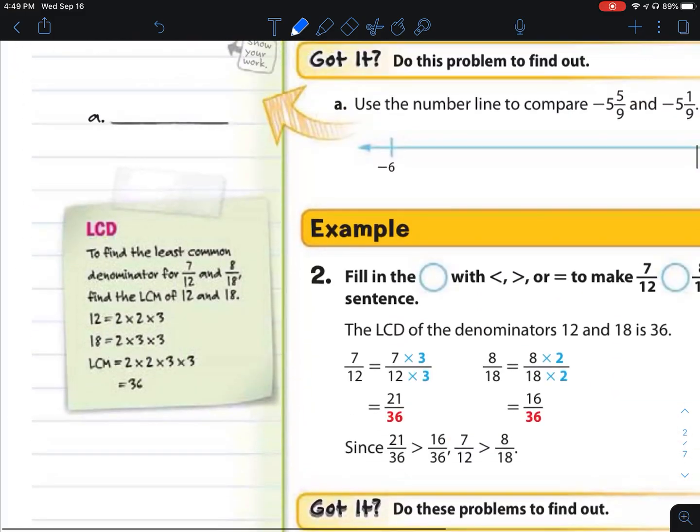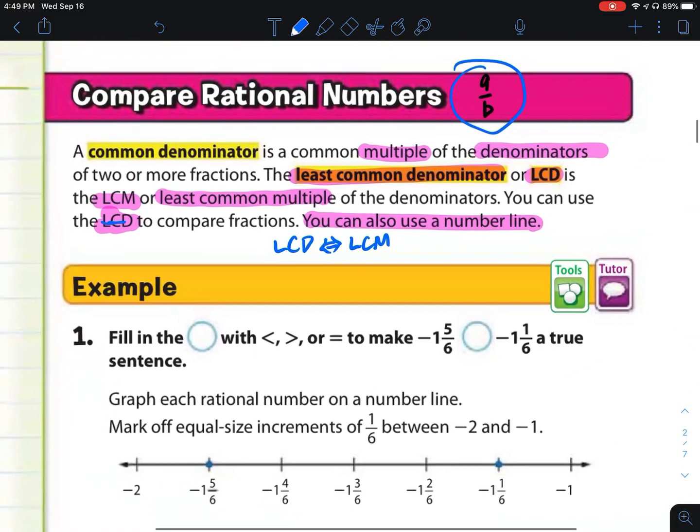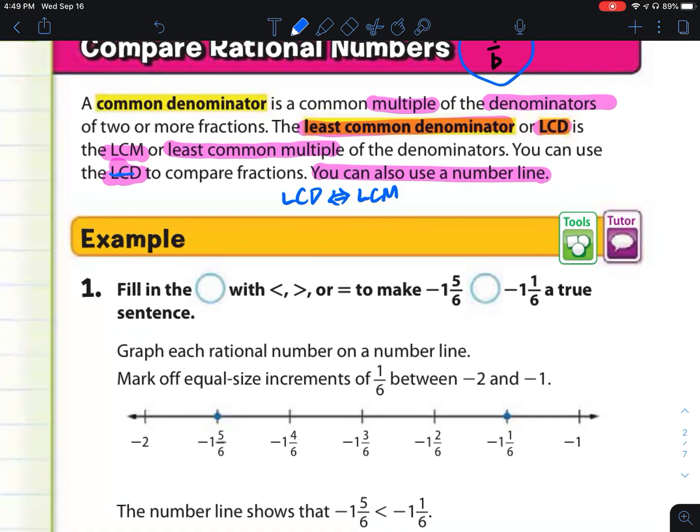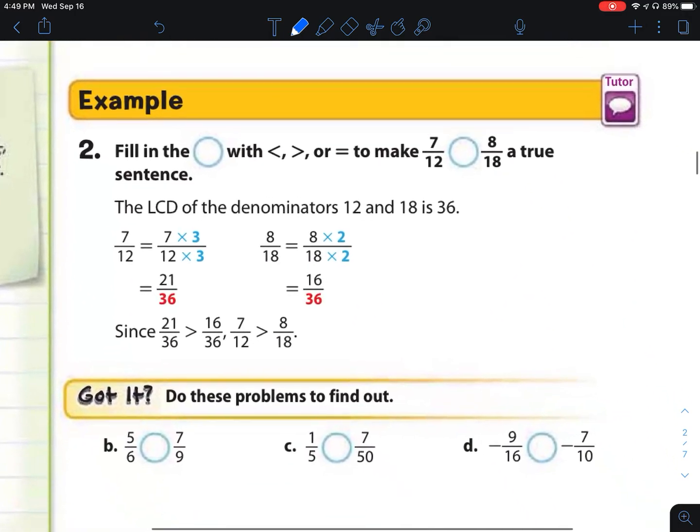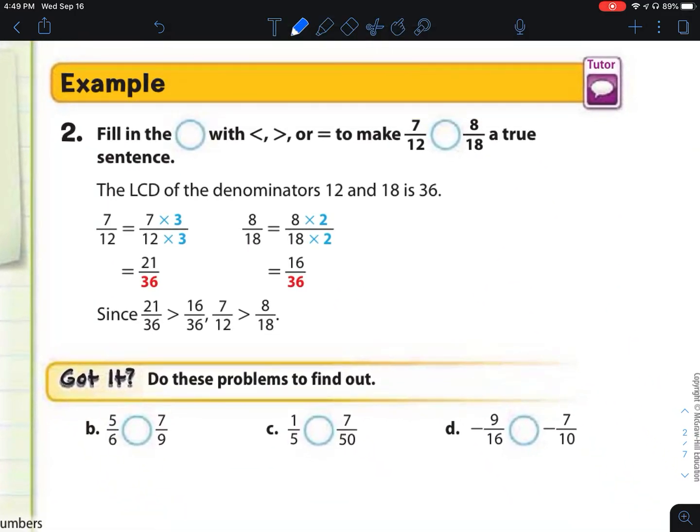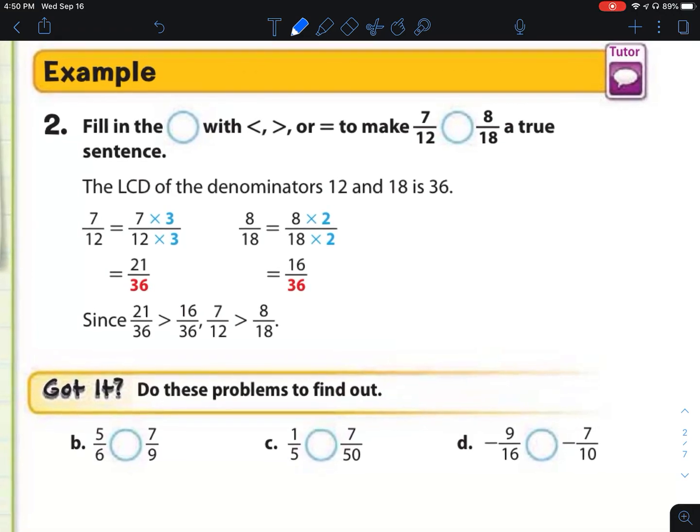Okay, let's go back here then. So we know how that's done. And the example for least common multiple will be example number 2. We'll go back to example number 1 later. So in example number 2, we're asked to fill in the circle with either a less than sign, a greater than sign, or an equal sign to make 7 over 12 and 8 over 18 a true sentence.